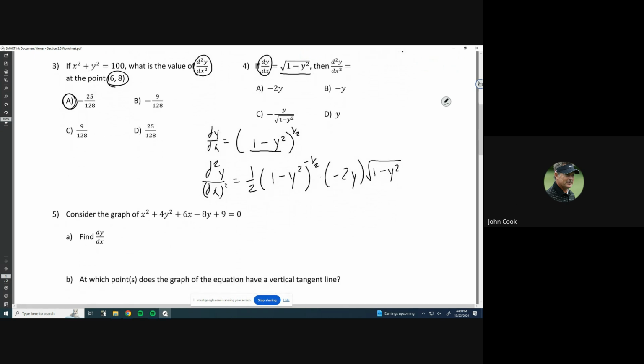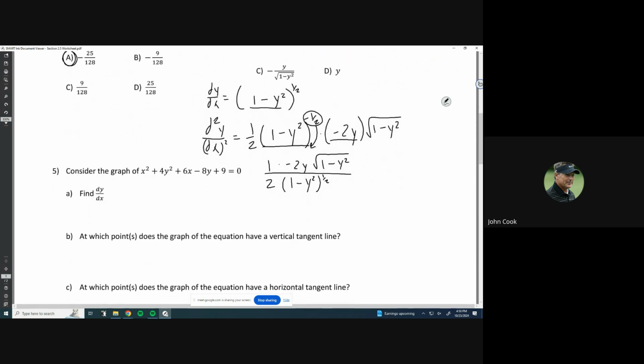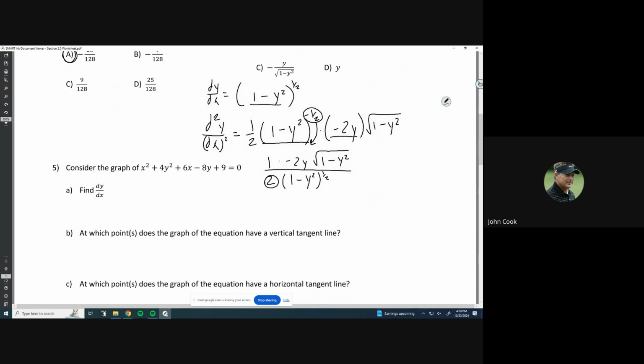So let's do that. It looks like everything's going to be a fraction. So we start off with 1/2, and then this part has a negative exponent, so it's going to go in the denominator. So we get 1 minus y squared to the 1/2 power. And then we have a negative 2y. That's going to stay in the top, so times negative 2y. And then we've also got this square root of 1 minus y squared on the top, because that doesn't have a negative exponent on it. So I see that the 2's can simplify. So that turns into just a negative 1 overall, because the negative stays on there.